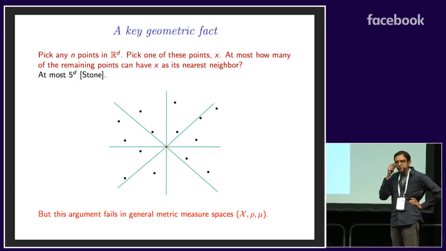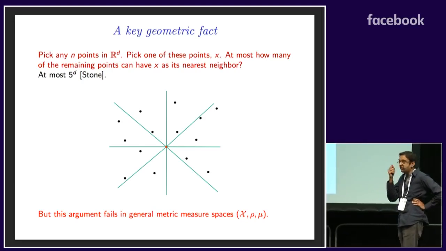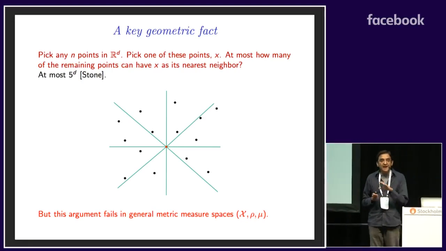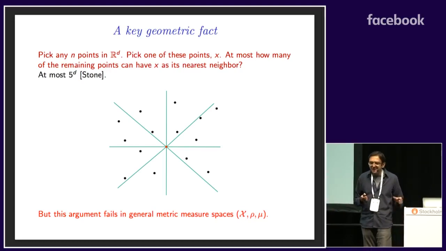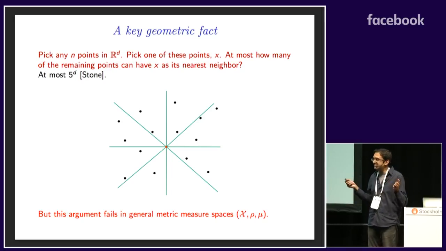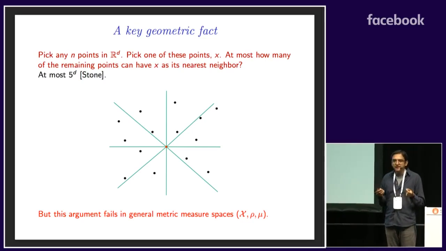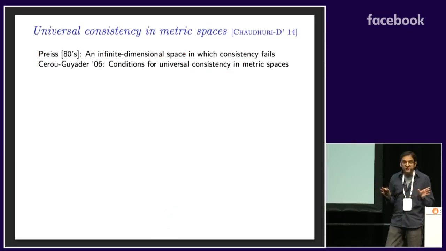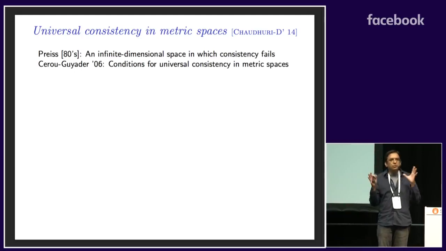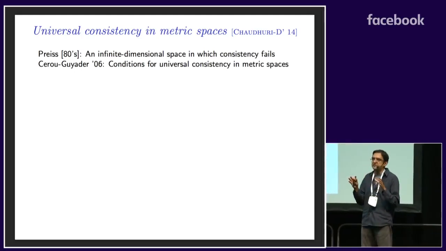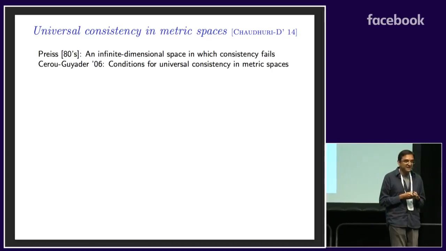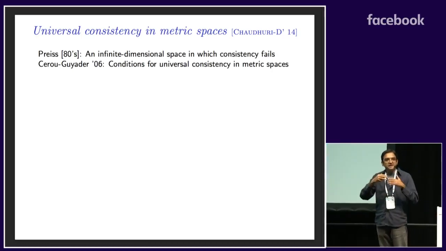Okay, so this was Stone's result. It's a really glorious result from the 70s, and it applied, however, only to finite dimensional Euclidean space. And so the question after that was, what about other spaces? What about general metric spaces? Is nearest neighbor consistent in metric spaces if one doesn't assume stuff like continuity? And the answer is that it's not. You can come up with some really weird metric spaces, which are genuinely pathological, in which nearest neighbor is not consistent.